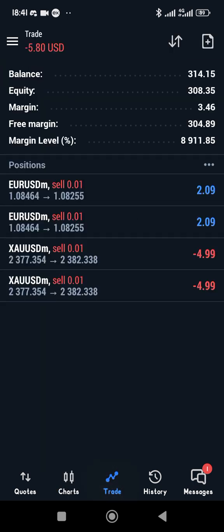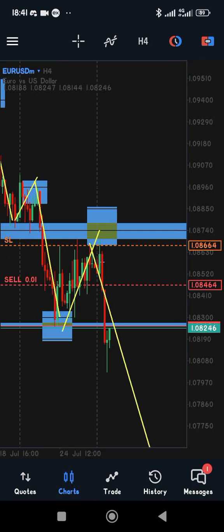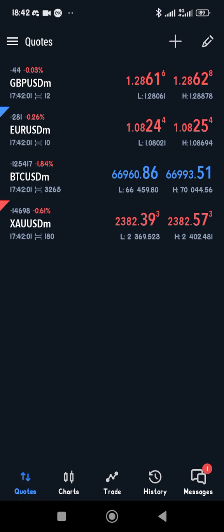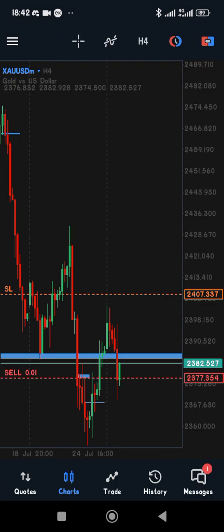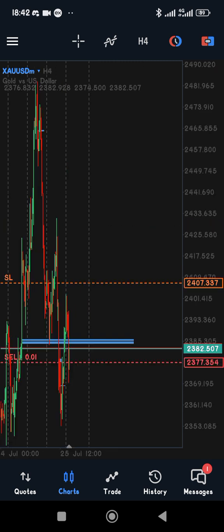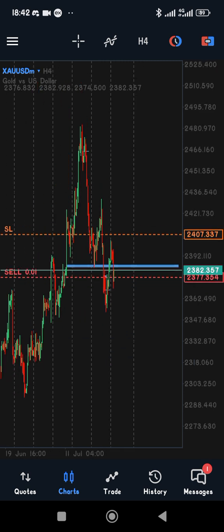This is a $300 account. So I'm using 0.01. I also entered for gold, but it's currently running in loss right now. But I believe it's still going to go down in my favor. Let's look at the chart. Yeah, you can see the same thing I'm explaining over there.